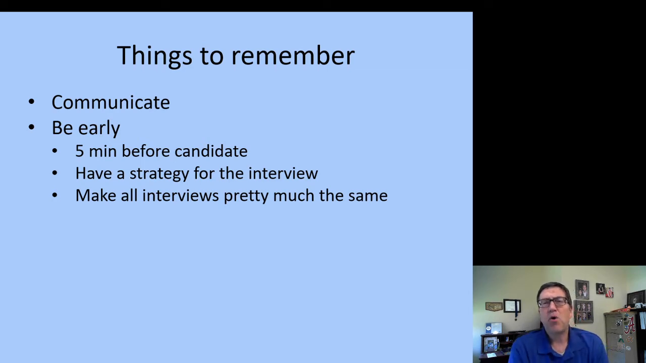And part of that being early is thinking about it before it happens. Make sure that you've got a good strategy for the interview. It's going to be important that you be able to transition well between your questions, that you figure out a way where you can jot down notes without really losing track of where you are. And as we've talked about procedural fairness, make sure that your interviews are all pretty much the same. Same questions, same order, same scoring, same everything like that. So communicate, be early, not only in terms of joining the interview, but also in preparing for the interview. Don't leave that up to figuring it out as you go.